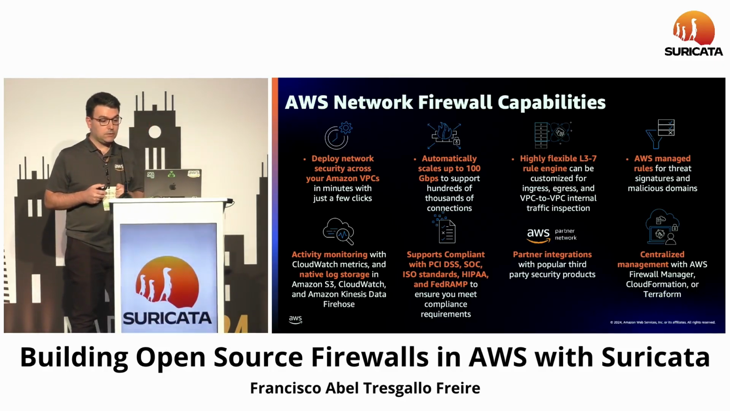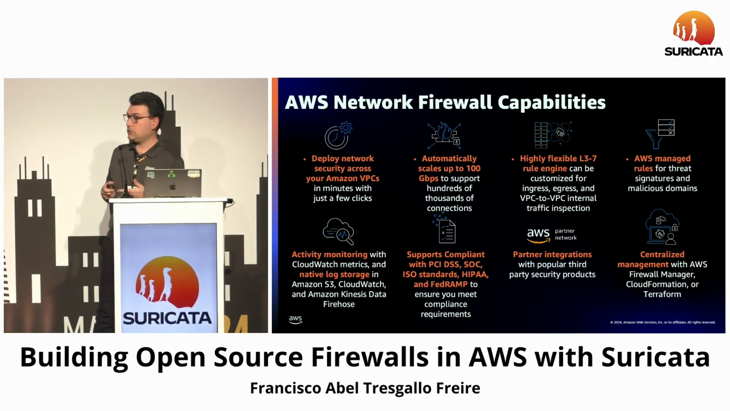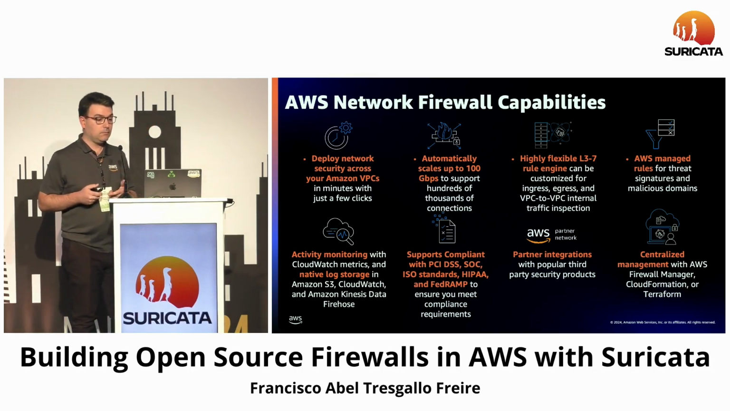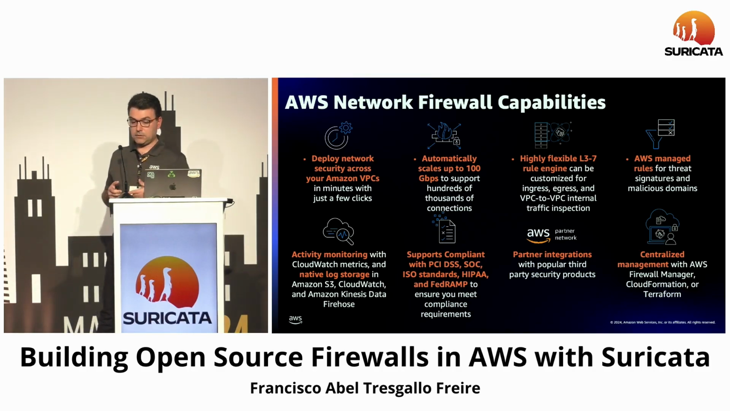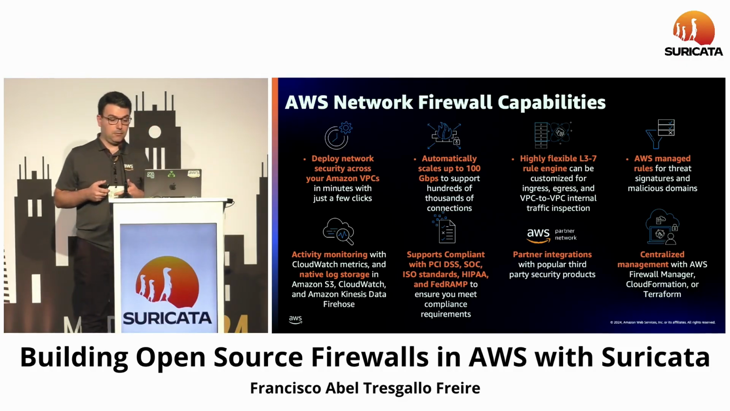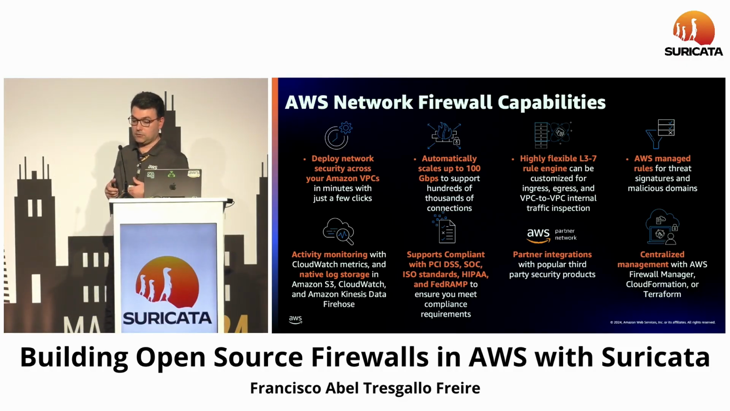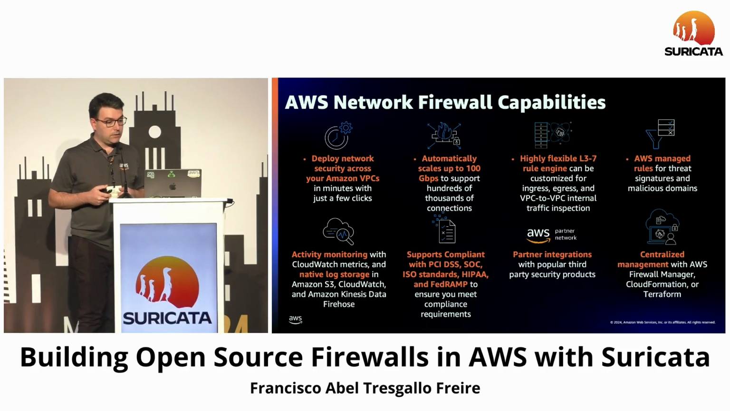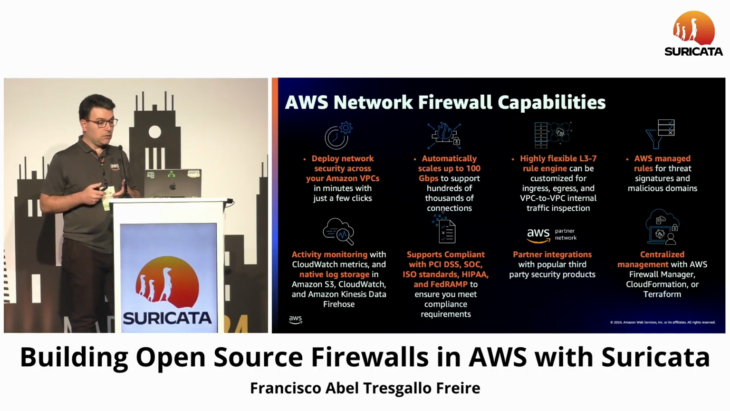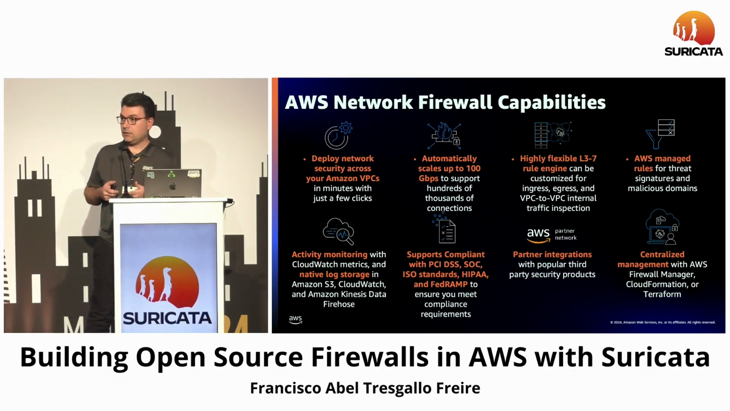Following with more topics, managed rules. You have the possibility of leveraging the AWS managed rules in terms of security protection, meaning threat signatures and malicious domains. For instance, you can prevent your business applications from communicating with a well-known malicious domain. And regarding observability, it's worth mentioning also that this service is natively integrated into the CloudWatch metrics.